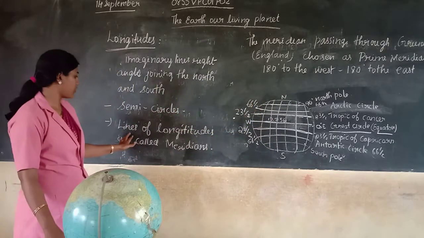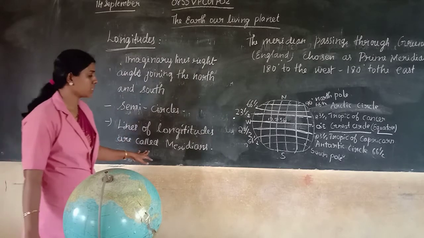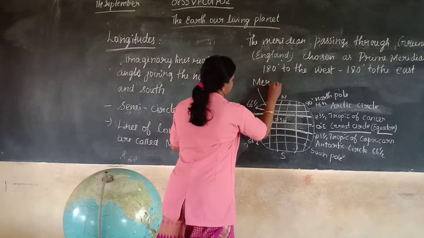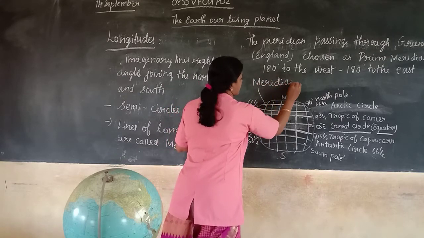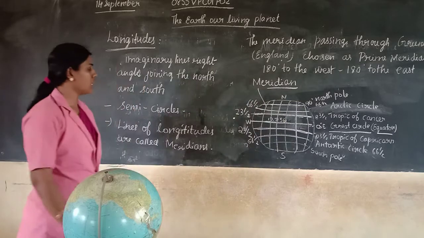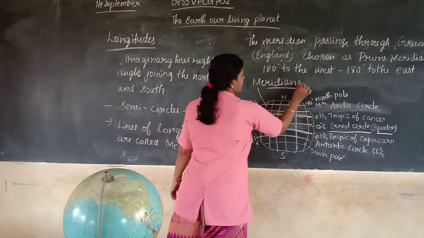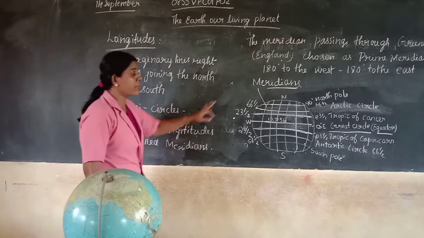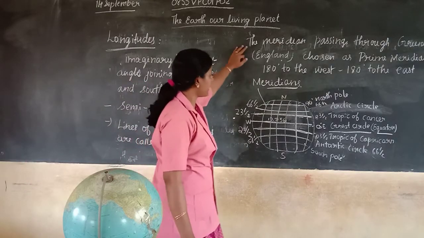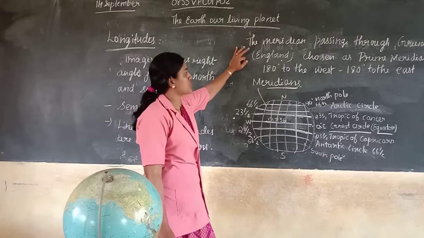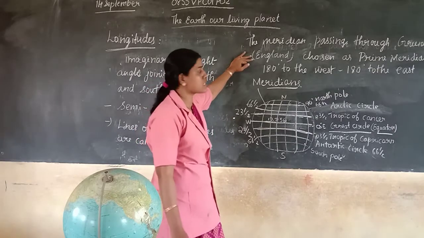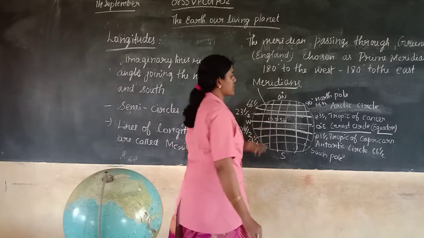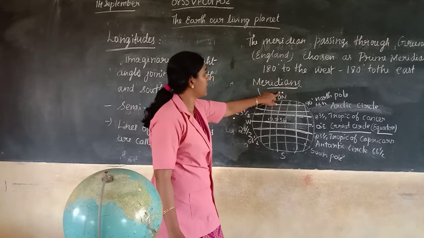The lines of longitudes are called meridians. The meridian passing through Greenwich, England, is chosen as the prime meridian. This is the 0 degree longitude. This is the prime meridian.